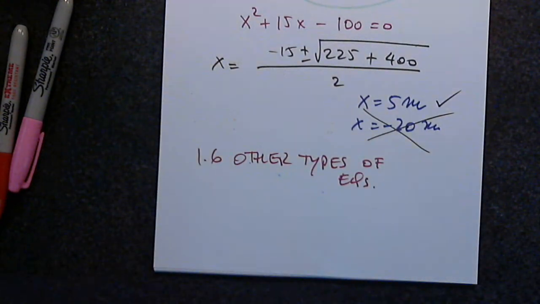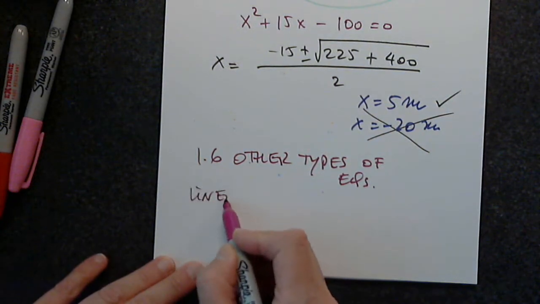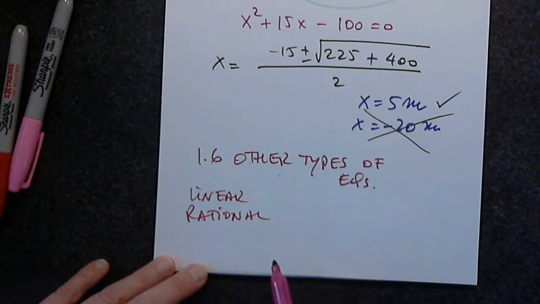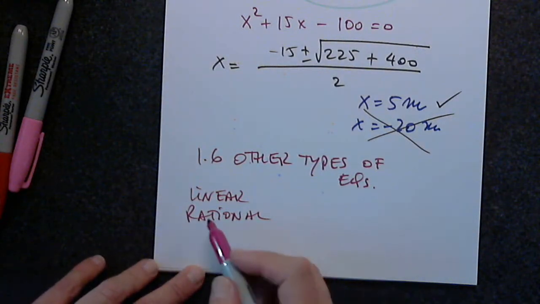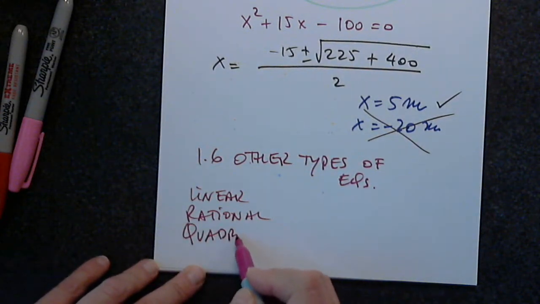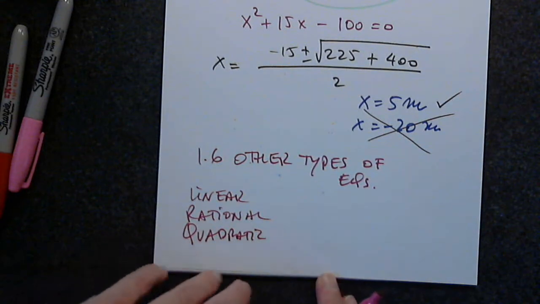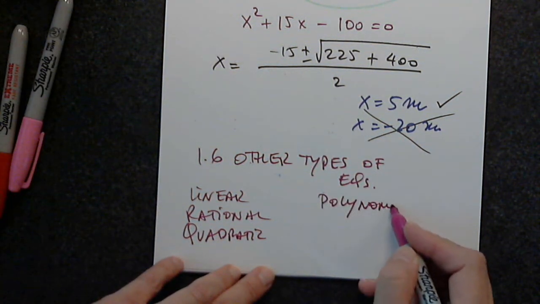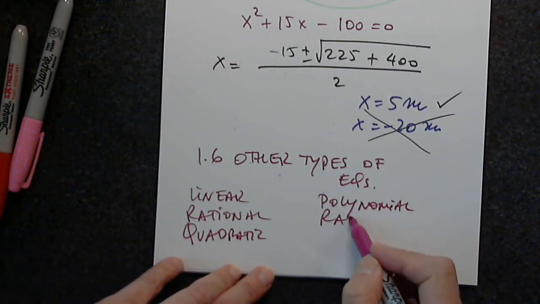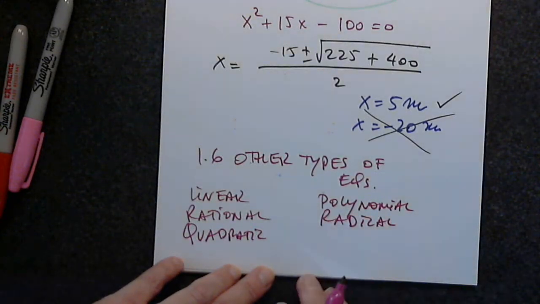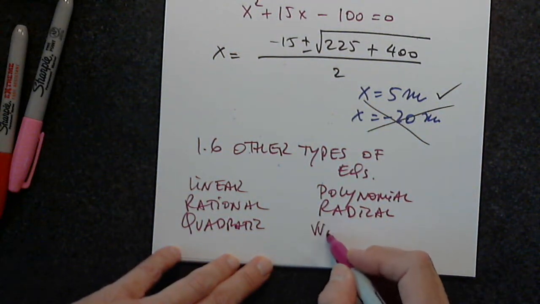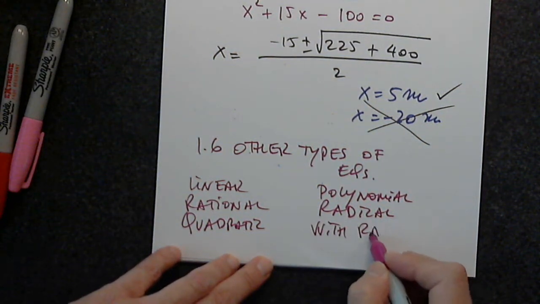Okay, other types of equations. So let's list what we know. We know linear. We know rational. And we know quadratic. We're going to look at polynomial, radical, and equations with rational exponents.